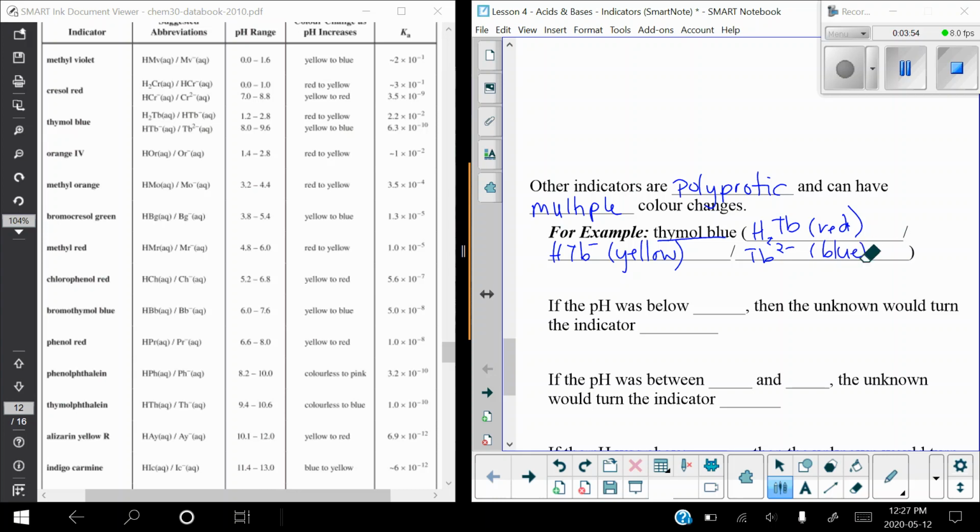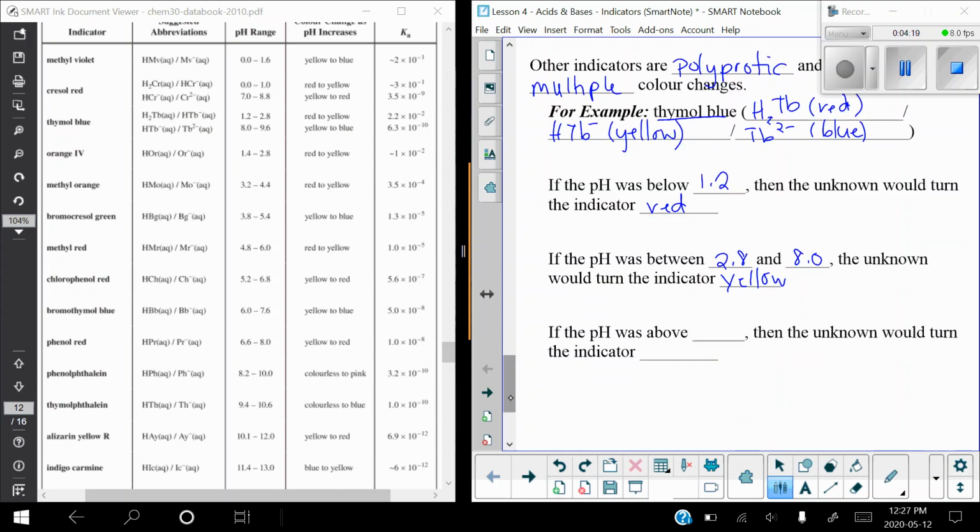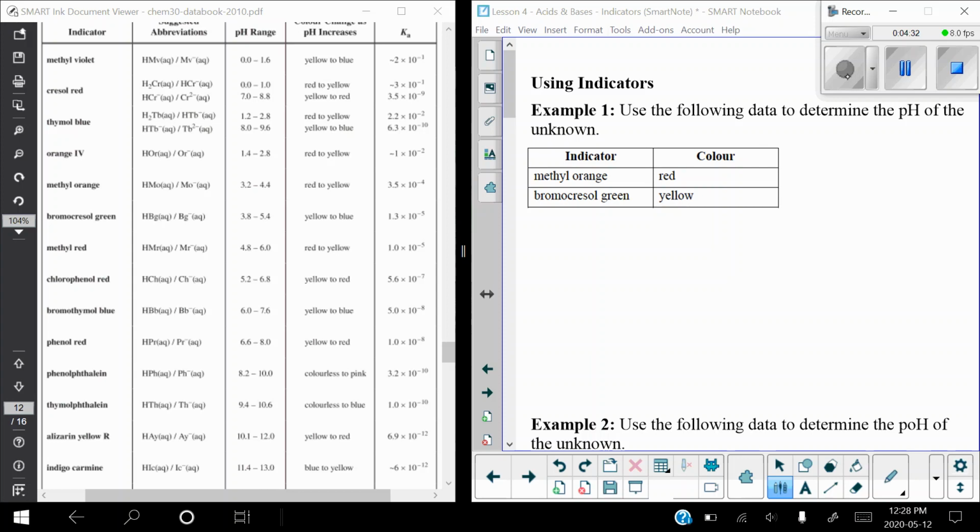Okay? Now, if the pH is below 1.2, then the unknown would turn the indicator red. If the pH is between 2.8 and 8, it would turn the indicator yellow. And lastly, if the pH is above 8, then it would turn the indicator blue. Okay, lovely. Let's do some indicator problems now.